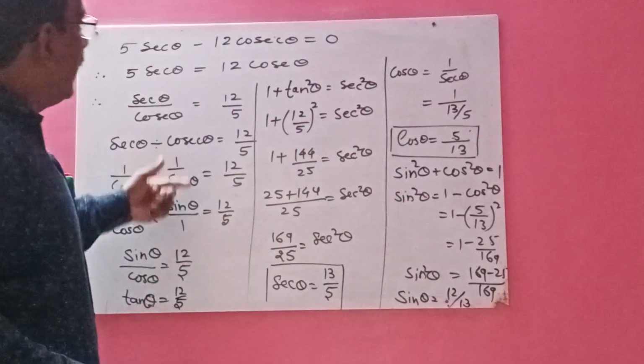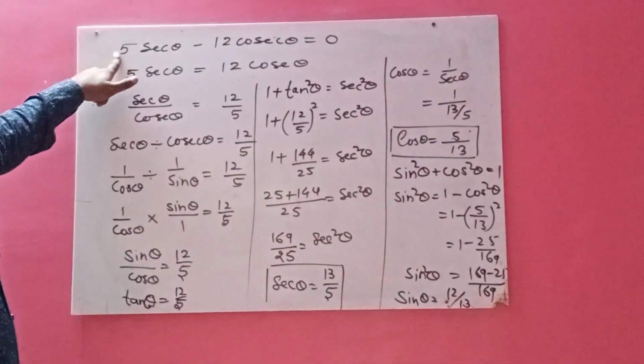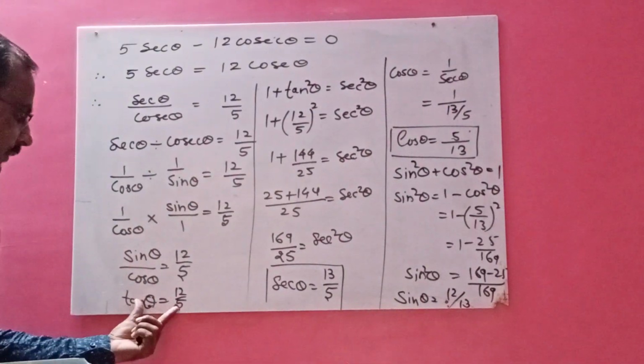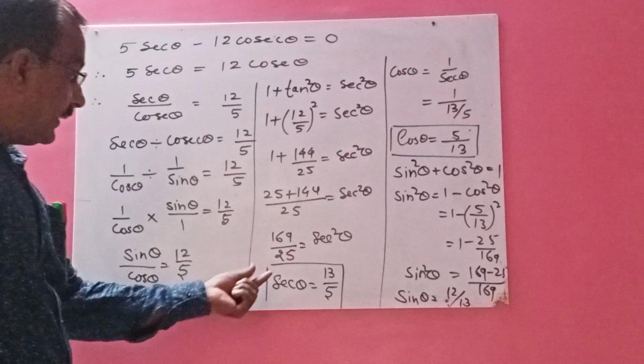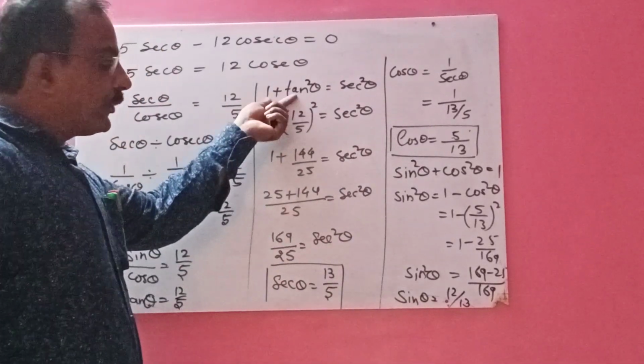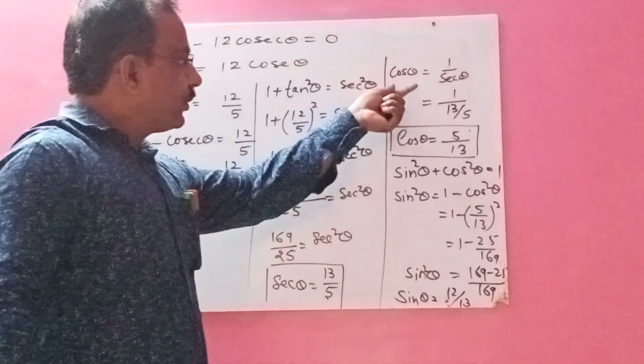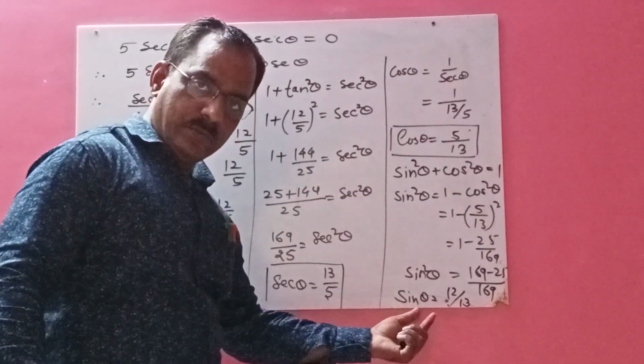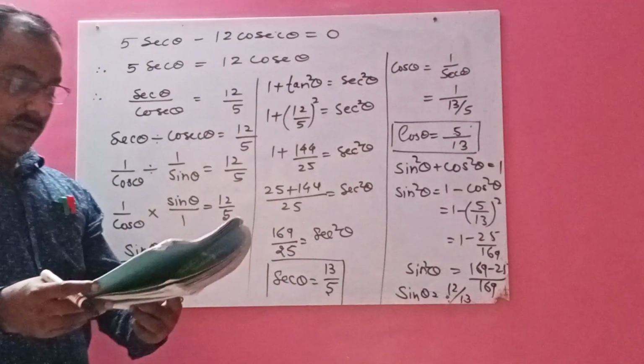So children, you can see here from this equation I calculated first one trigonometric ratio, and with the help of this trigonometric ratio I have calculated sec theta using this trigonometric identity, then your cos theta and as well as your sin theta. Okay, now I will do question number 5.